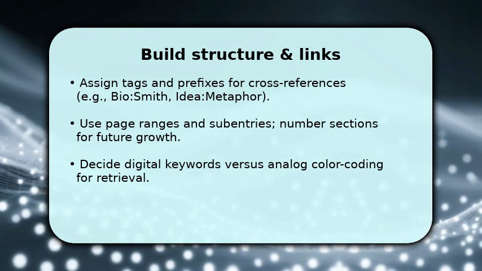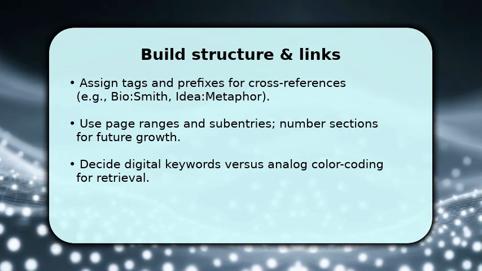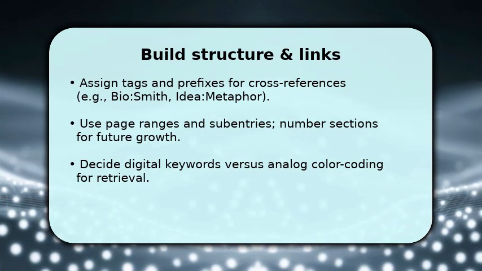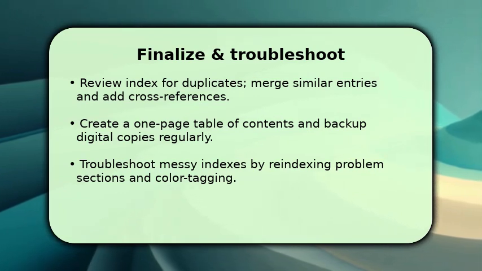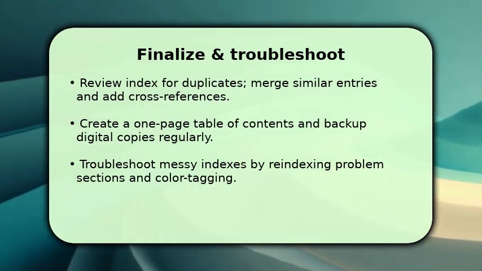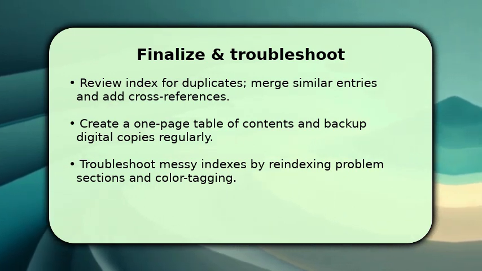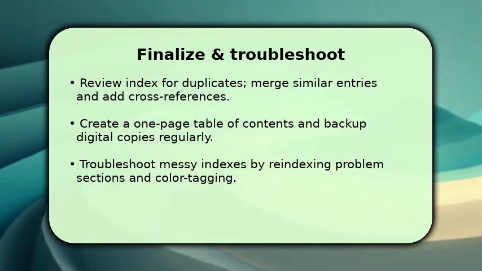Decide whether to use digital keywords for full text search or analog color coding for quick glance retrieval, and apply the chosen system across entries to keep everything interoperable. Finish by reviewing and consolidating duplicates, adding cross-references and a one-page table of contents for quick orientation. Once done, back up any digital index and photograph key analog pages so you have a recovery copy.